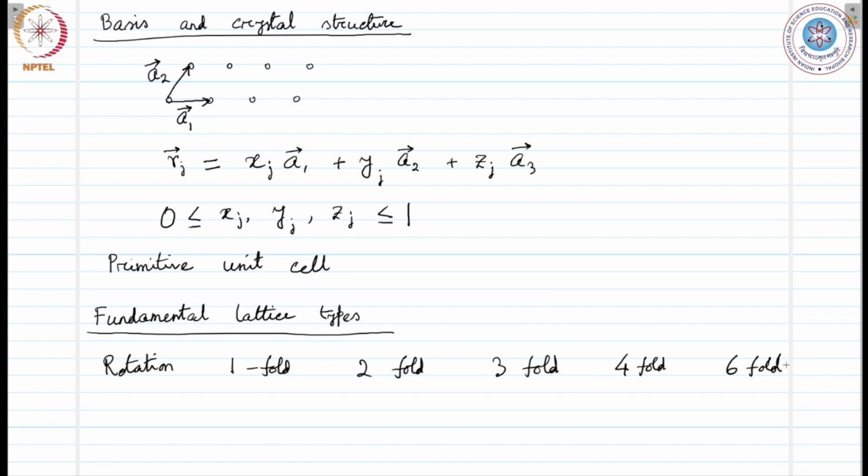So the associated rotation angles are, for one-fold it is 2 pi, for two-fold it is 2 pi over 2, that is pi, for three-fold 2 pi over 3, four-fold is 2 pi over 4, that is pi over 2, and for six-fold it is 2 pi over 6, that is nothing but pi over 3. We cannot find a lattice that goes into itself under other rotations. If we have 2 pi over 7 or 2 pi over 5, these kinds of rotation angles, we won't map the lattice to itself in that kind of operation.